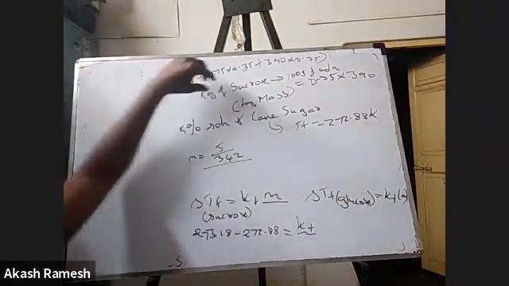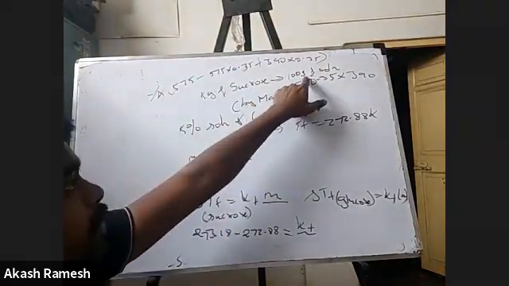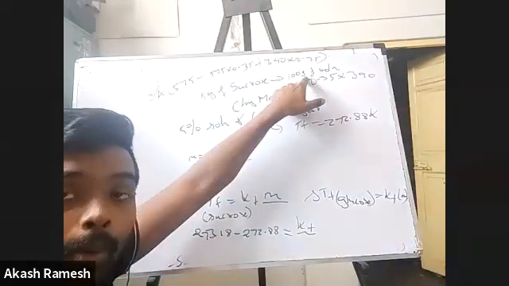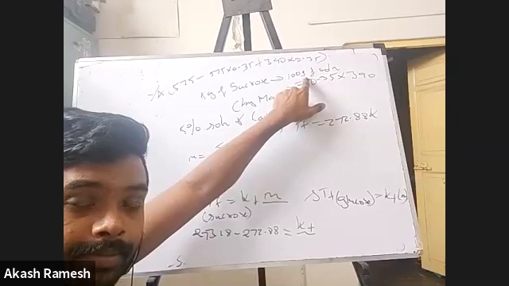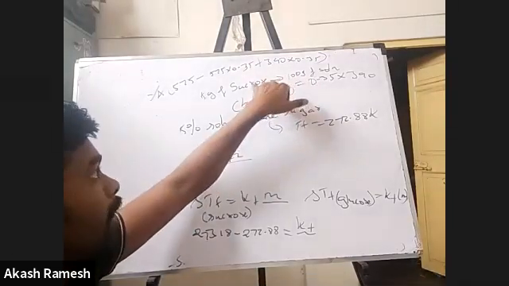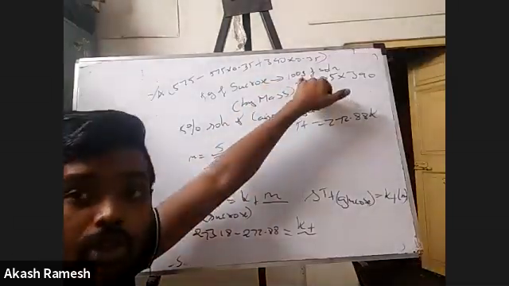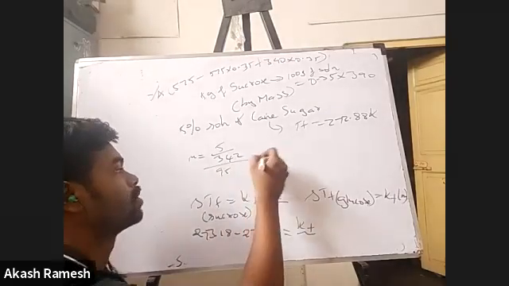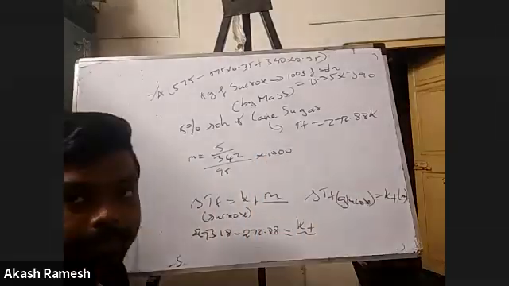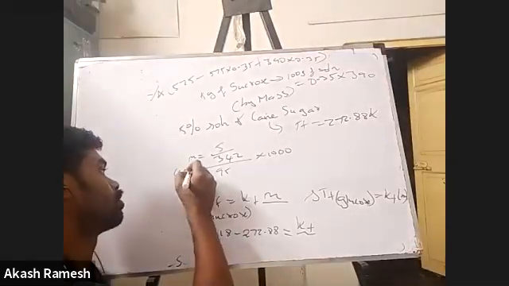Now you have 5 grams of sucrose and 100 grams of solution. So what will be the mass of solvent? 95 grams. So here it will be 95 grams into 1000. This is the molality of sucrose.